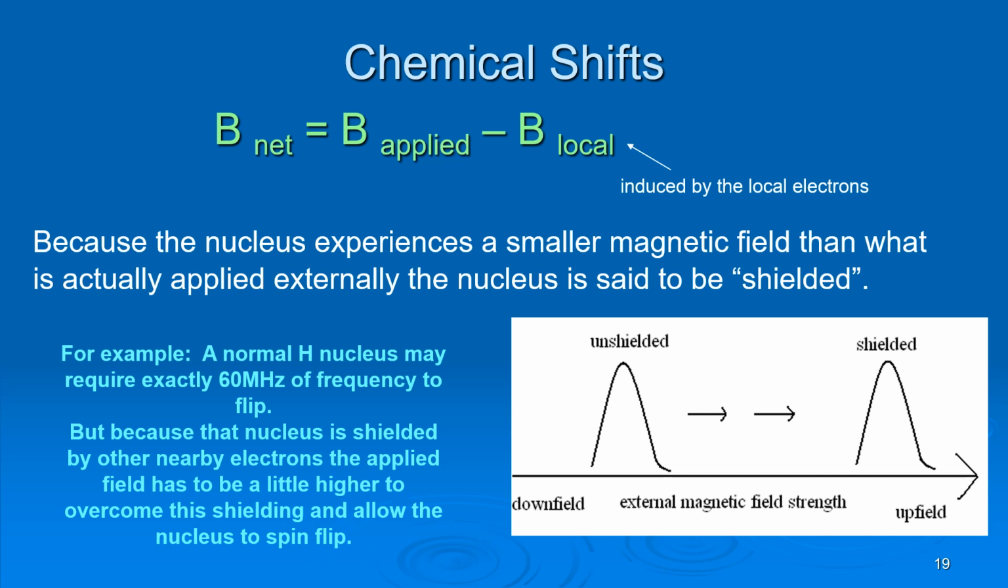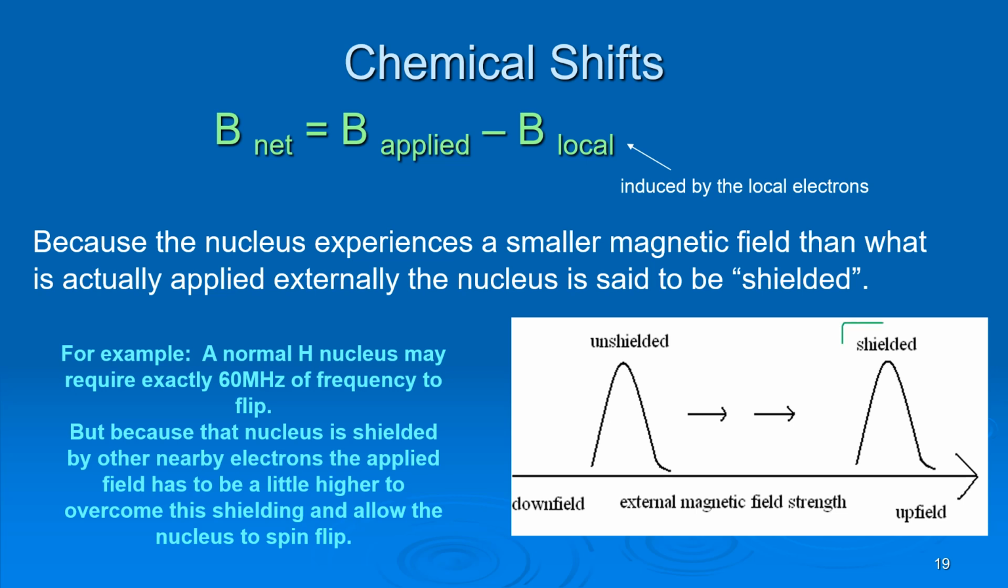A normal hydrogen nucleus may require 60 megahertz of frequency to flip, but because that nucleus is shielded, the applied field has to be a little bit higher to overcome it. And so what happens is the signal shifts slightly to the right if it's shielded. If you look at the x-axis here, where the signal is, we call going to the right upfield. We call going to the left downfield.